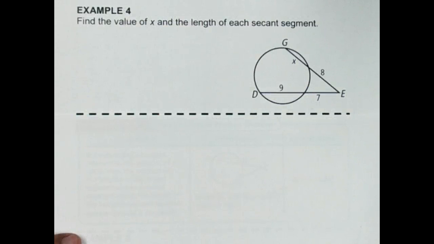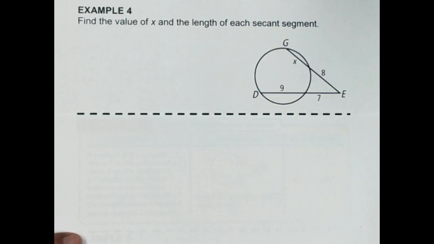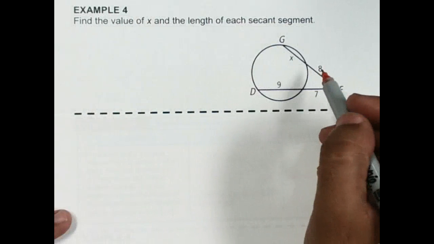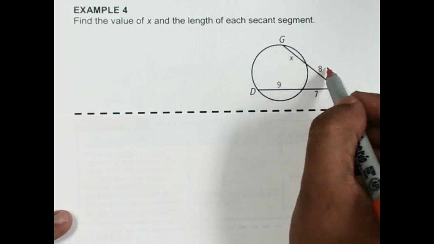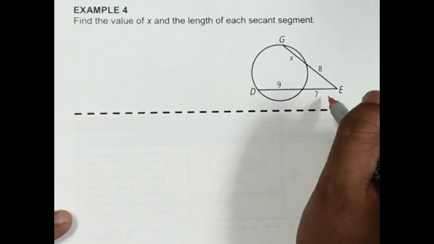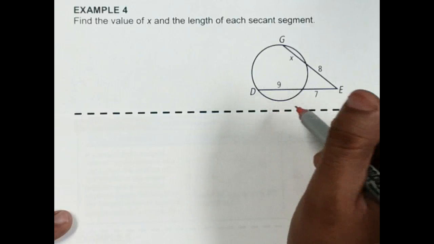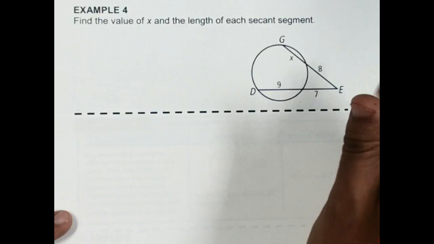All right, number 4, I'm going to leave that one for you because that's basically the exact same type of problem as example 3. It would be 8 times x plus 8 is equal to 7 times 16.